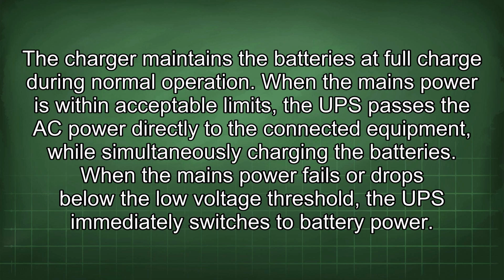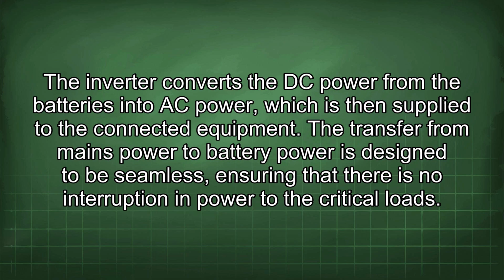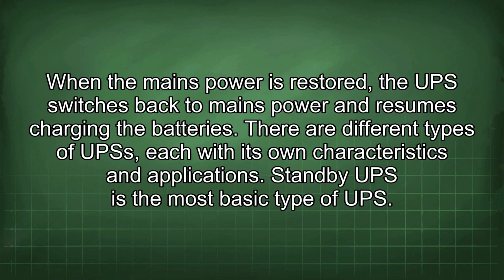When the mains power is within acceptable limits, the UPS passes the AC power directly to the connected equipment, while simultaneously charging the batteries. When the mains power fails or drops below the low voltage threshold, the UPS immediately switches to battery power. The inverter converts the DC power from the batteries into AC power, which is then supplied to the connected equipment. The transfer from mains power to battery power is designed to be seamless, ensuring that there is no interruption in power to the critical loads. When the mains power is restored, the UPS switches back to mains power and resumes charging the batteries.